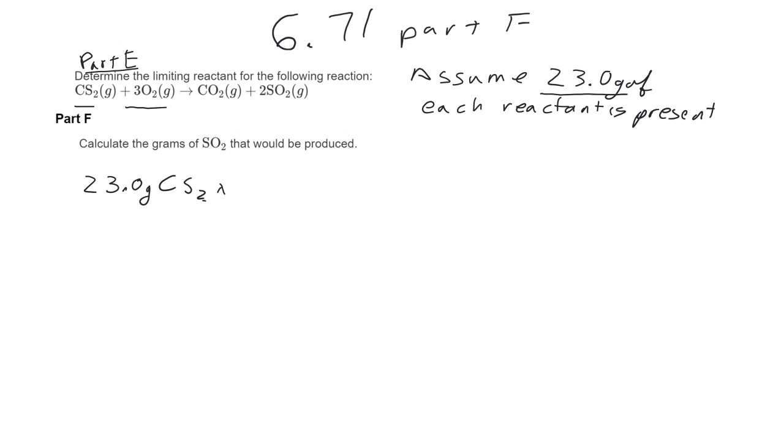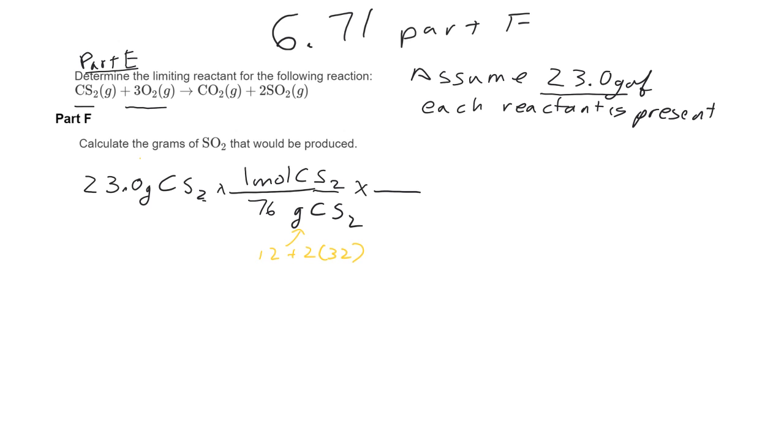grams of carbon disulfide. I can't do anything with grams of carbon disulfide. The only thing I ever know about grams is the number of moles. I go to my periodic table, and I've got 12 plus 2 times 32, 64, 76. So 76 grams of carbon disulfide per 1 mole of carbon disulfide.